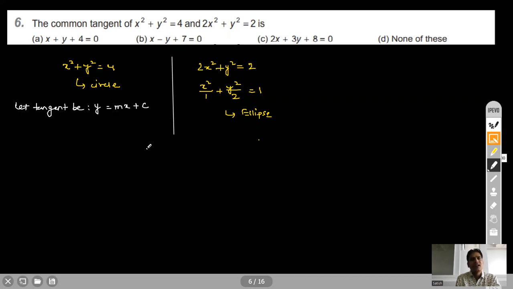For this line y equal to mx plus c to be a tangent to the circle, what is the condition of tangency? Condition of tangency: c square must be equal to a square under root 1 plus m square, right? Hope you all remember this condition of tangency. So c square should be equal to a square, and a square is 4 here, and under root of 1 plus m square. Is it fine?